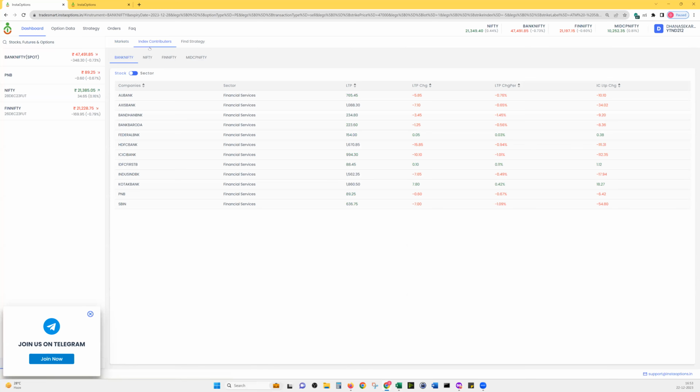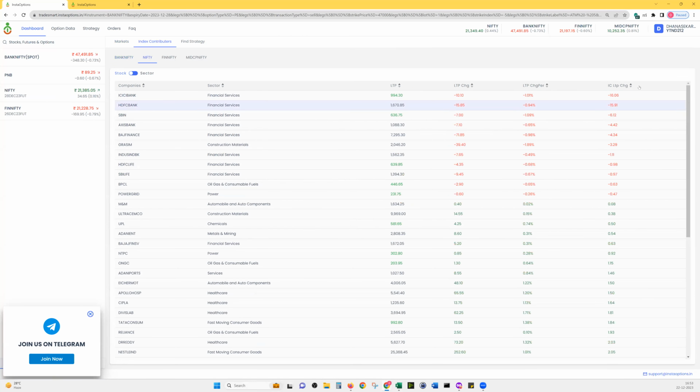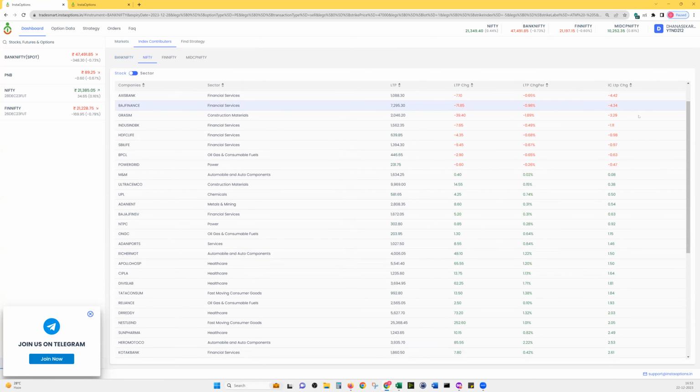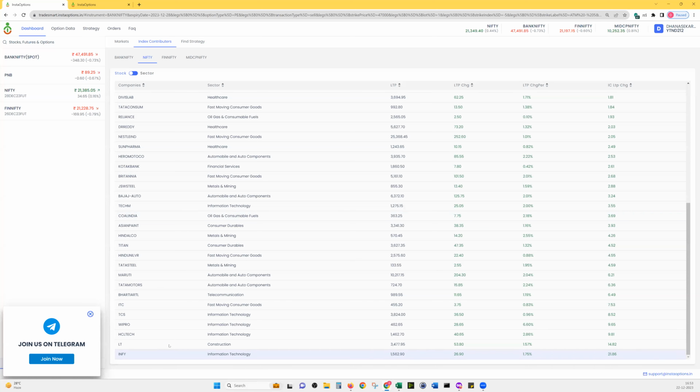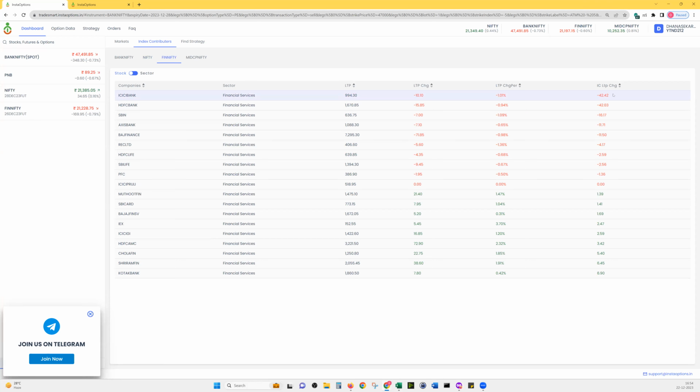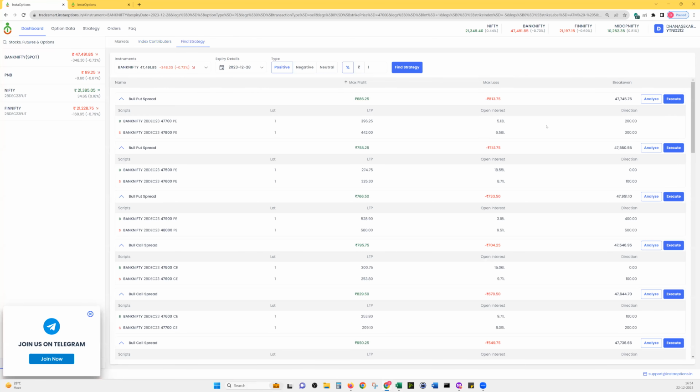Then you can look into the index contributor, where you can identify what points have contributed to the index movement. Today ICICI Bank was responsible for 112 points of down movement in Bank Nifty. Similarly, you can look at Nifty as well. Nifty came down 16 points because of ICICI Bank and gained 21 points because of Infosys, L&T, HCL, Wipro, TCS, which clearly shows Nifty IT was booming today. And Fin Nifty lost 42 points because of ICICI Bank and HDFC Bank, while Kotak Bank turned positive. You can understand these things from this index contributor, and find a strategy, as I said earlier.